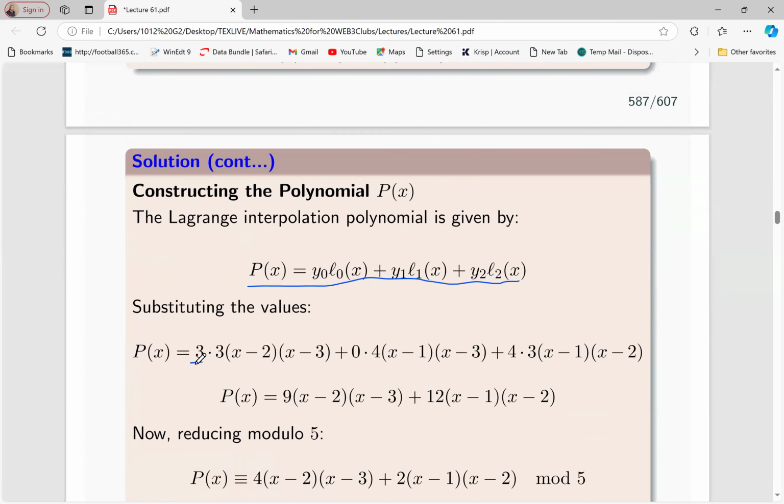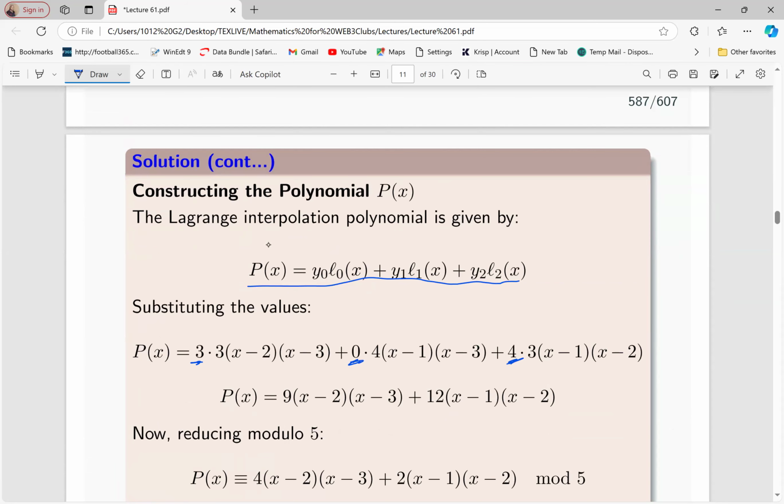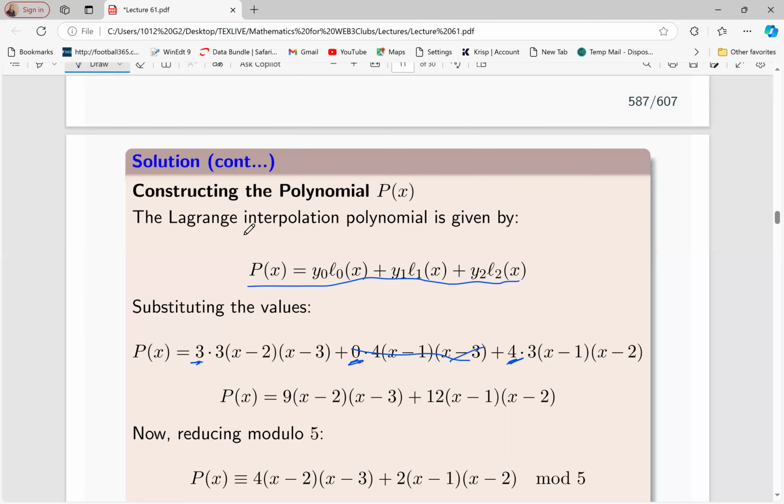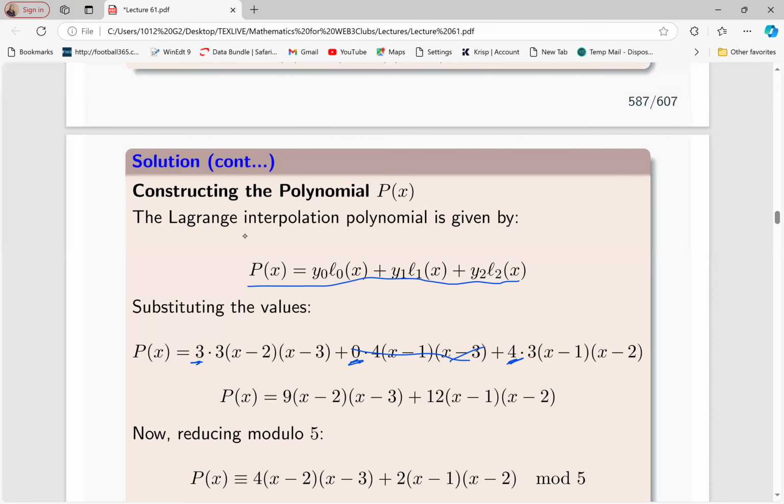So multiply by 3, multiply by 0, then multiply by 4. Of course, this will become 0 when we multiply by 0. Now, you see, in our working, we had already simplified, but here I had not. So let me now simplify. This will be 9. Mod 5, it becomes 4. This will be 12. Mod 5 becomes 2.